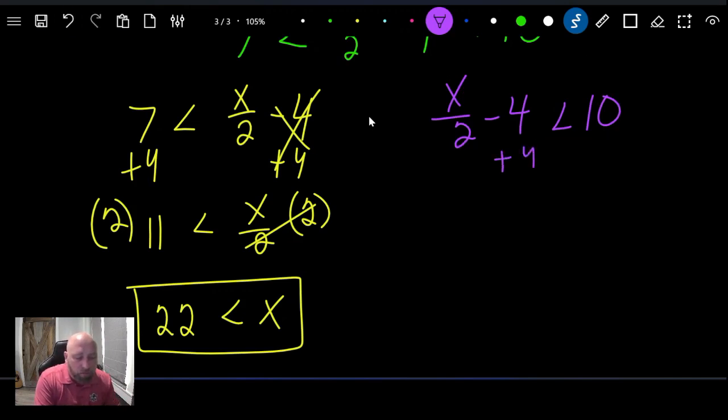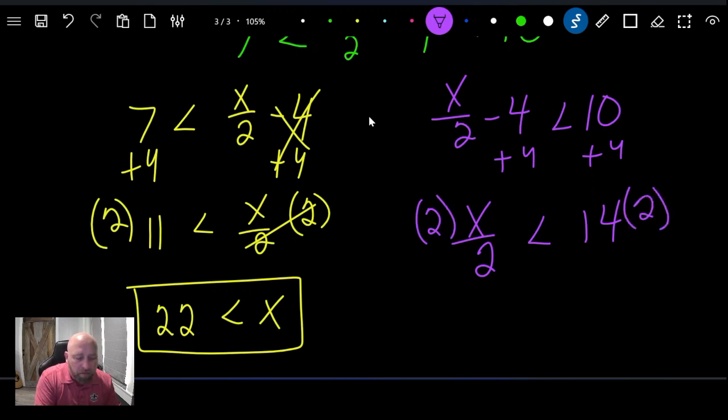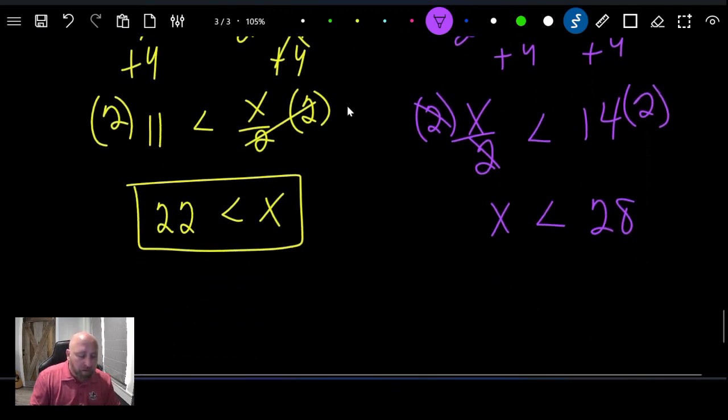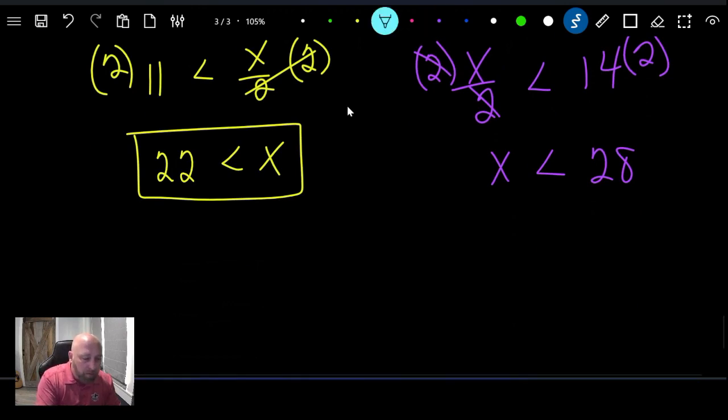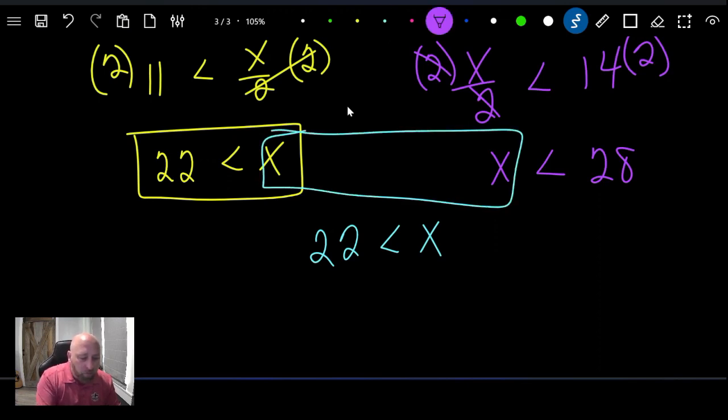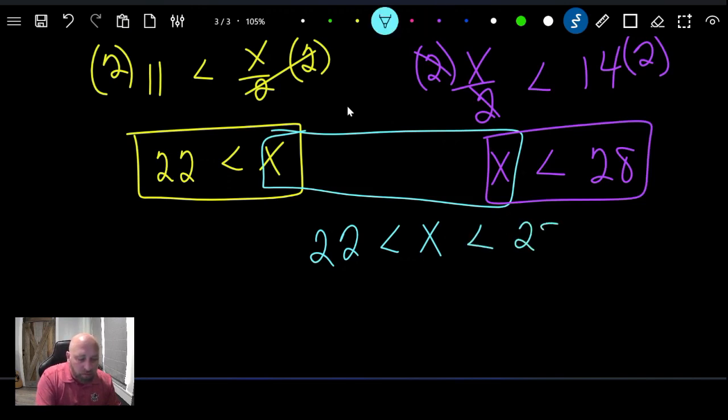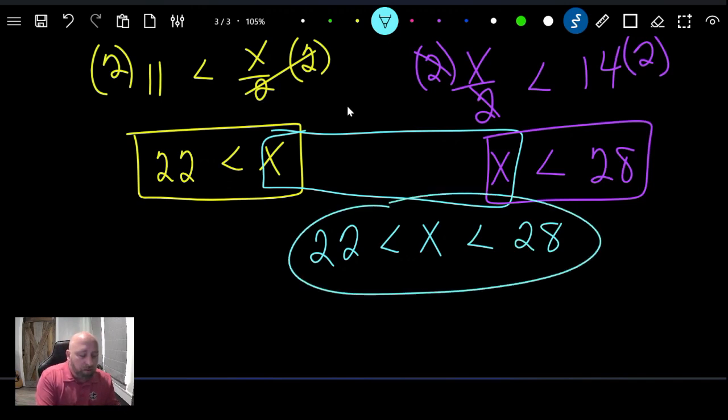So now we're going to add 4 to both sides again, and we're going to come out with x over 2 is less than 14. Again, we're going to multiply both sides by 2, and that's going to cancel, and we're going to get x is less than 14 times 2, which is 28. Okay. Now we're going to join those two together into one answer. 22 less than x, and we only use the x once, and then we end up with this piece over here, and so that's less than 28. And this would be your final answer.